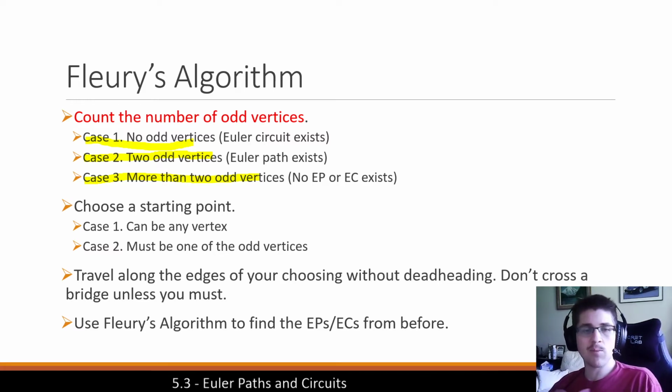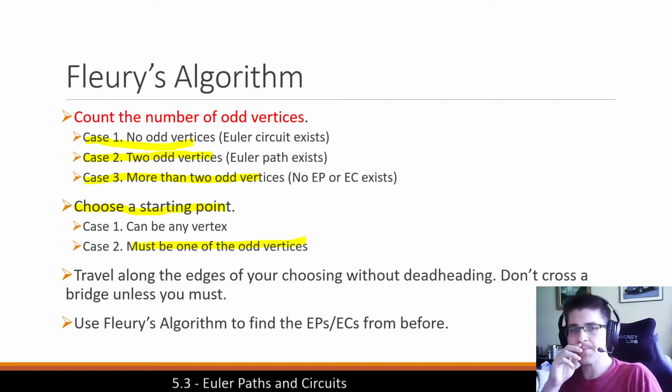Then once we've determined whether or not it has them, we can actually find it. That's kind of the point of this algorithm, to actually determine the path and circuit. And so basically, where am I starting is the first question. In case 1, if it has an Euler circuit, you could start anywhere in the graph. But in case 2, if it's an Euler path, it has to start at an odd vertex, which is something that's important to remember. It will not work if it does not.